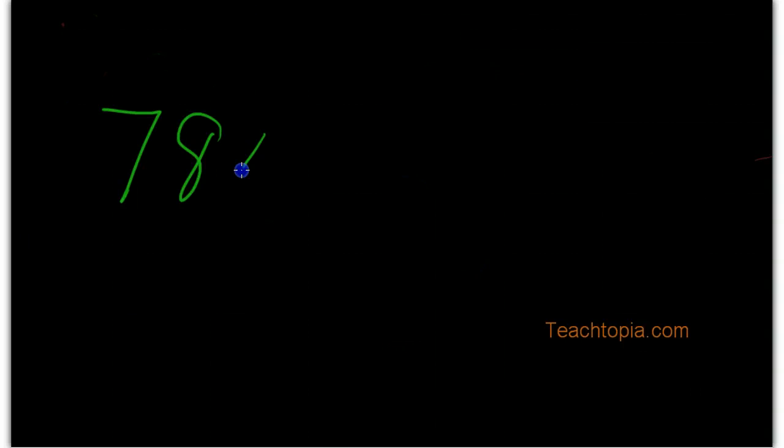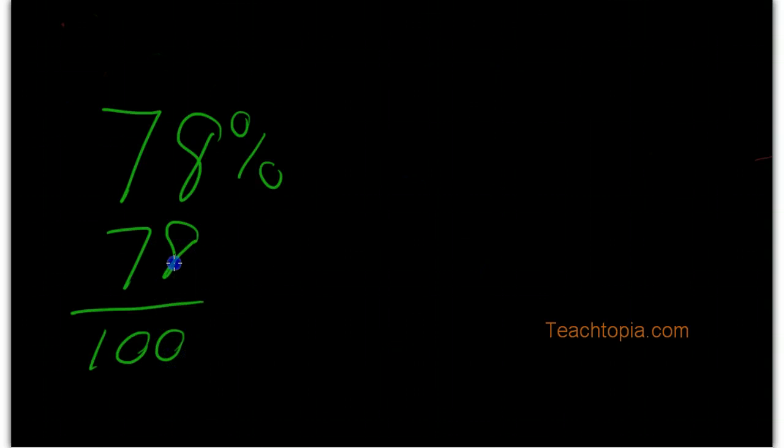Clearing the electronic chalkboard. And now I'm going to give you a nice little magic number. And that magic number is going to be 78%. Now we have 78 over 100. Let me make that 8 look a little better. All right, I don't know if it looks better or not, but 78 over 100.